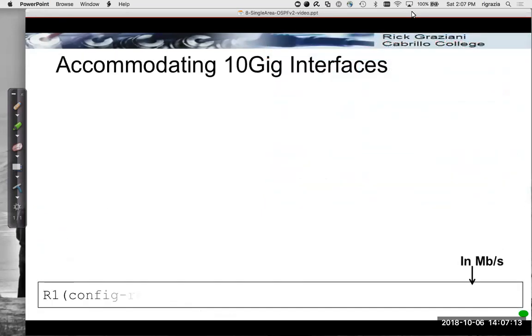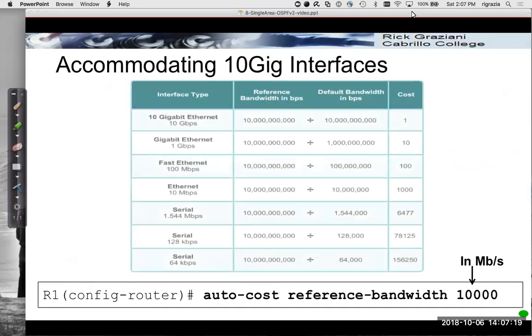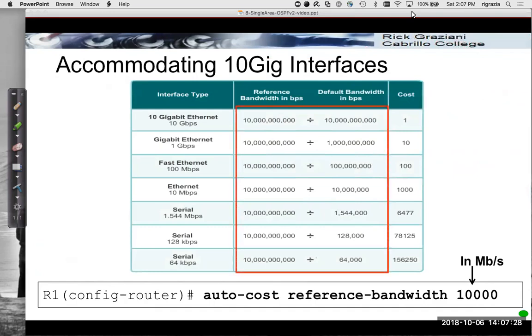All right, so let's take a look at how this works. If I said auto-cost reference-bandwidth 10,000 megabits per second, what that gives me is a reference bandwidth of 10 billion. So I'm taking 10 billion and dividing it by my bandwidth in bits per second. And now you can see my 10 gig and fast Ethernet costs all vary, with fast Ethernet being higher than gig, which is higher than 10 gig. And that's exactly what we want.